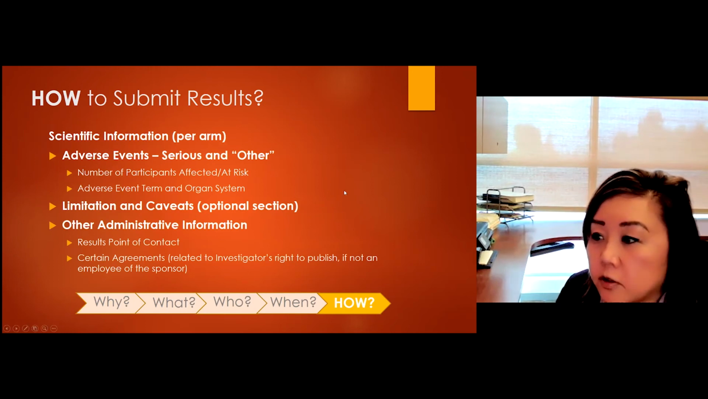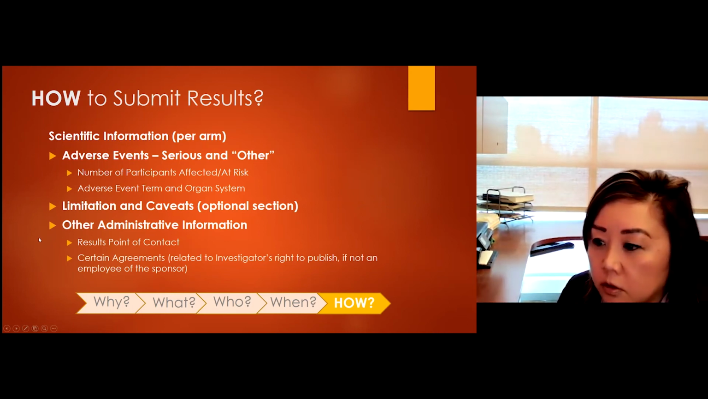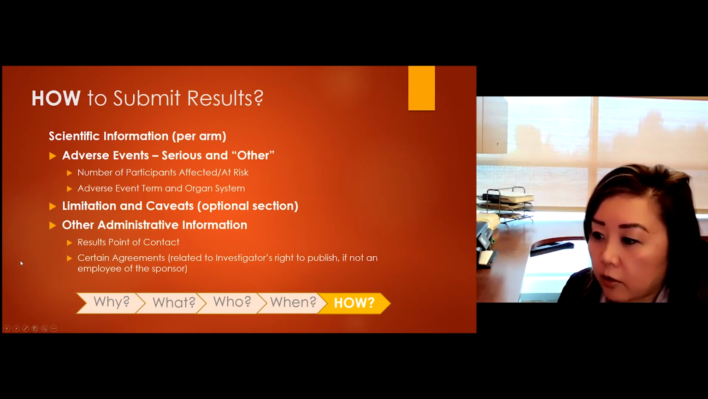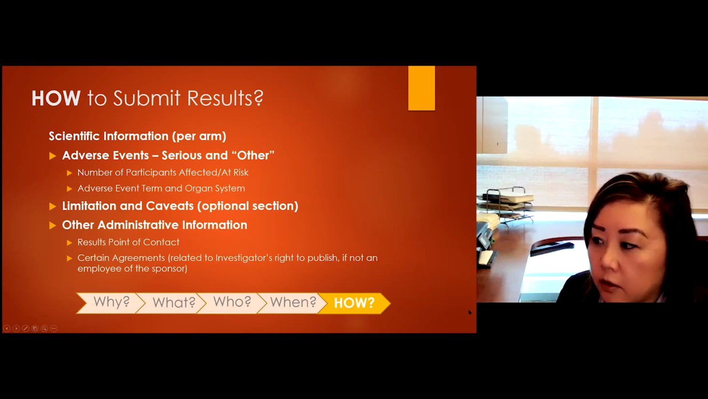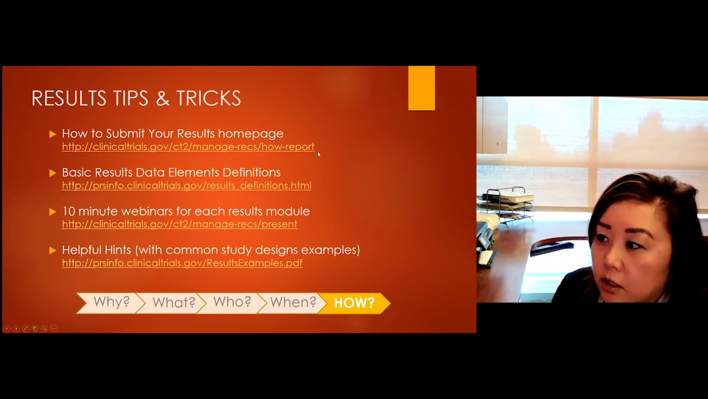They're going to ask for adverse events, any serious or other types of adverse events, limitations and caveats, other administrative information, which could be the results point of contact, and any sort of agreements that you want to upload and provide. And then these are resources that'll give you some more information about submitting your results. There are webinars, and there are also hints available.